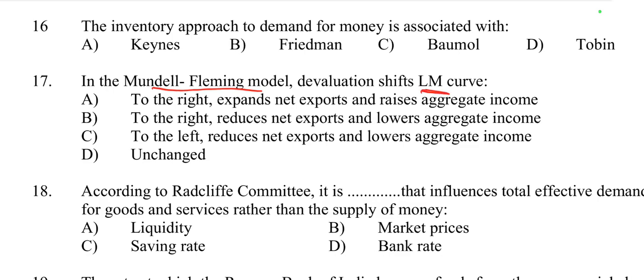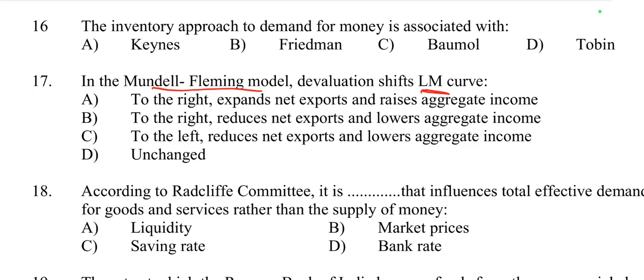So what does the LM curve represent? LM means liquidity preference and money supply. It represents the relationship between the interest rate and the level of income that equates money supply and money demand. In the Mundell-Fleming model, which is used for open economies under fixed and flexible exchange rates, a devaluation, or we can say depreciation, affects the IS curve. It is not related to the LM curve. It affects the IS curve rather than the LM curve.